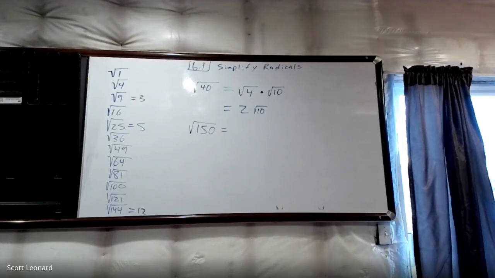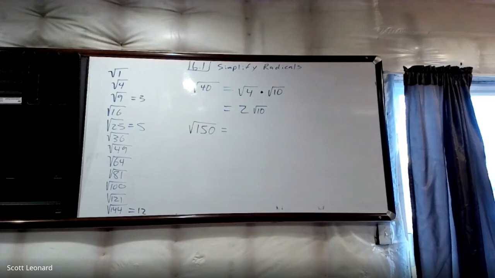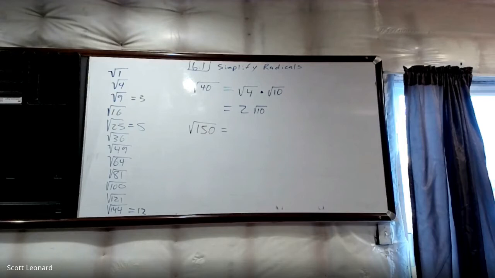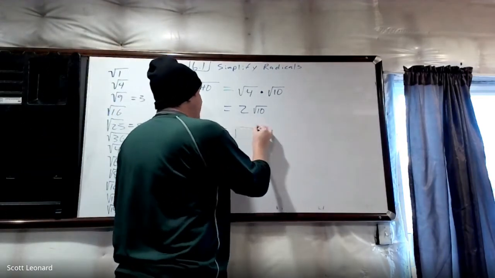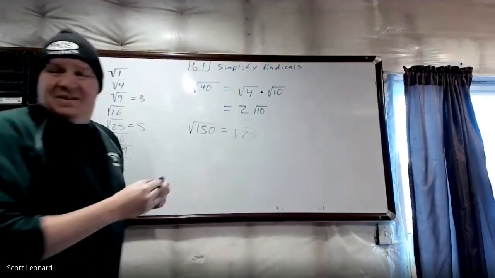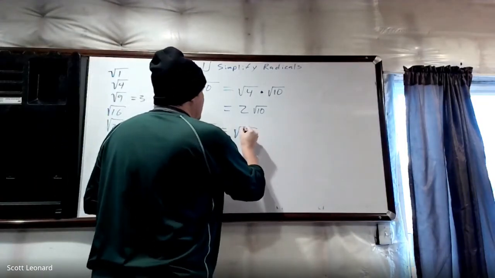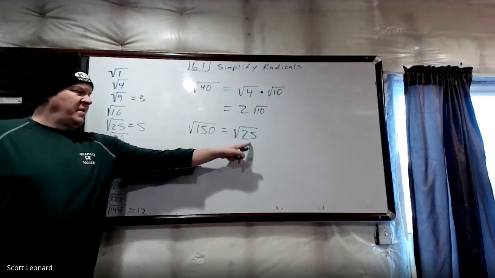Does everybody have a perfect square that goes into 150 off our list? If you do, type it in the chat. What is the perfect square that goes into 150? Well done. 25 is on that list. So I'm going to write 25 here. Then ask yourself, 150 is equal to 25 times what number?